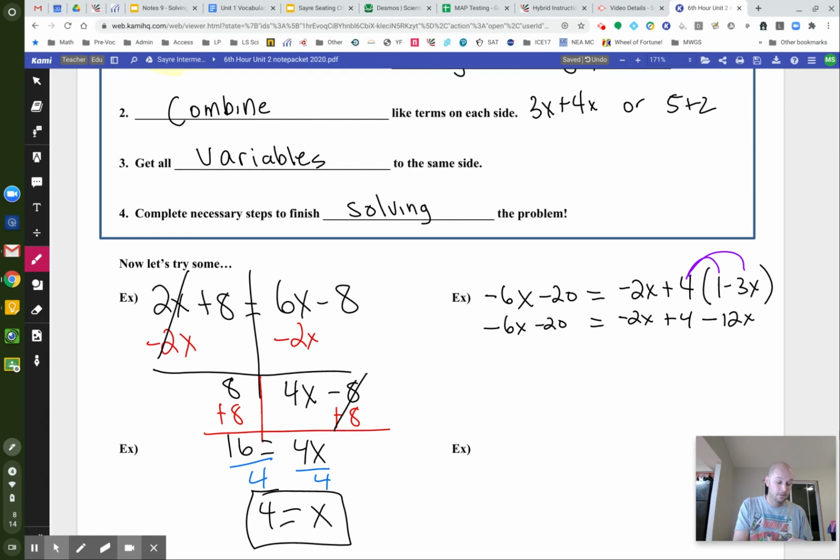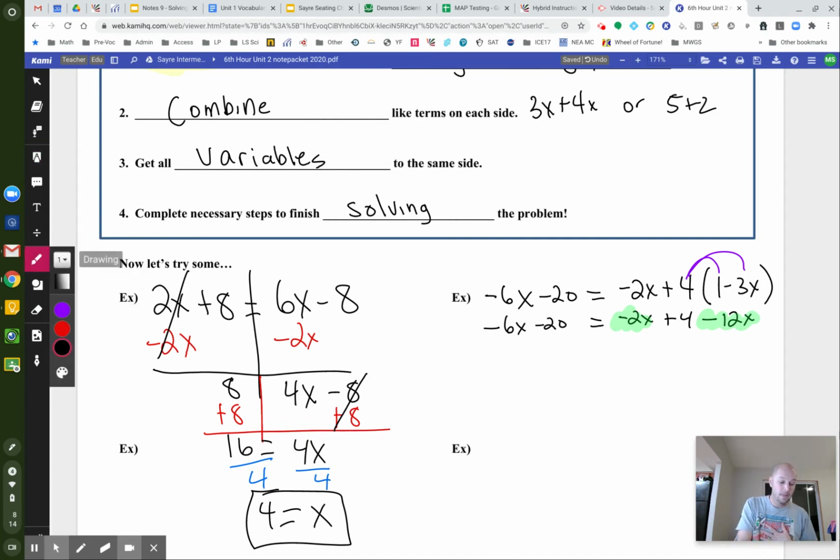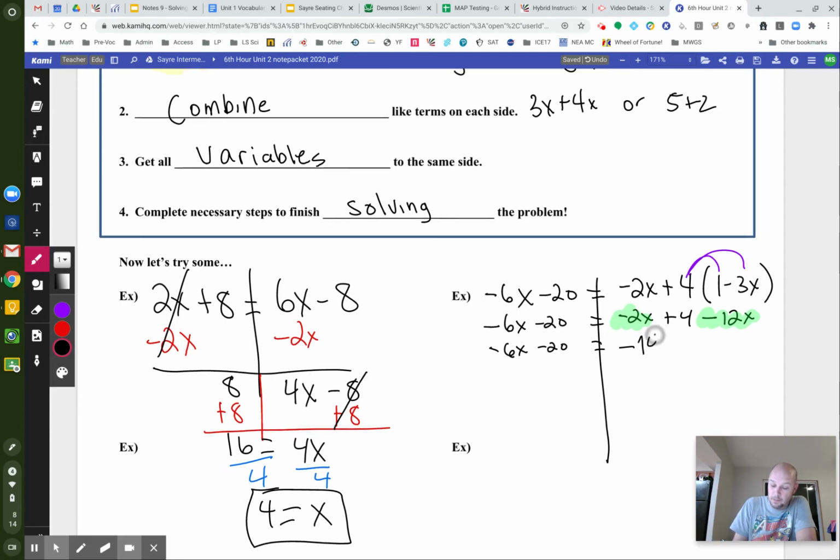I have a negative 2x and a negative 12x. So I'm going to put those together by doing what it says. It says negative 2x minus 12x. So what that ends up being is, this stays the same, negative 6x minus 20 equals, and some of you like doing the line down the middle, equals negative 14x plus 4. All right, so now I have no more like terms to combine.